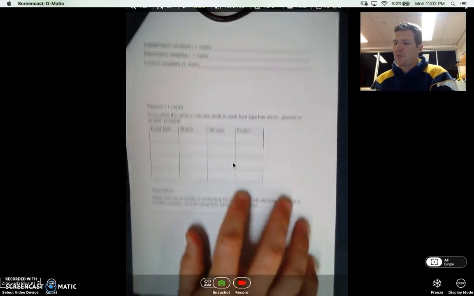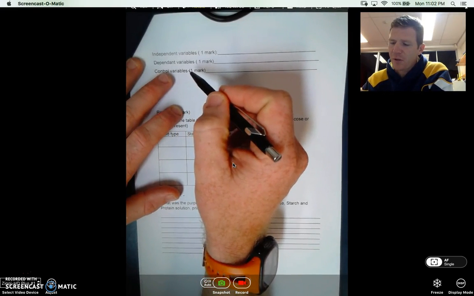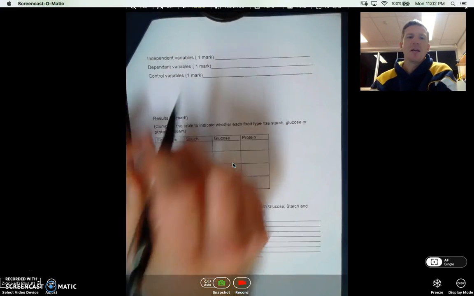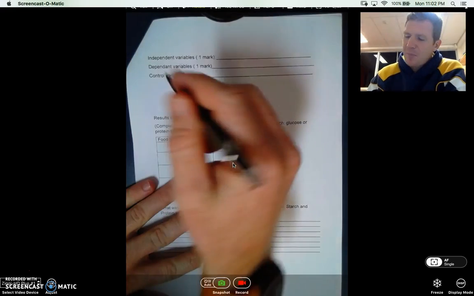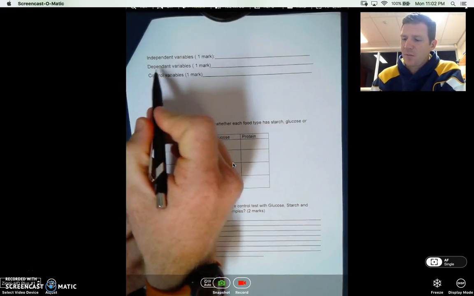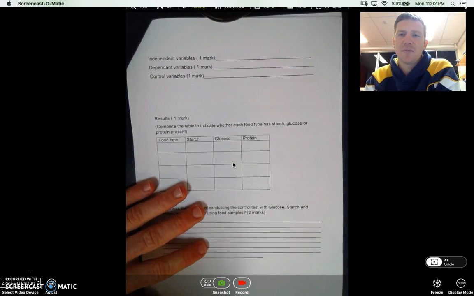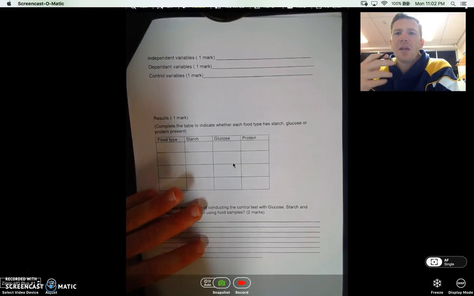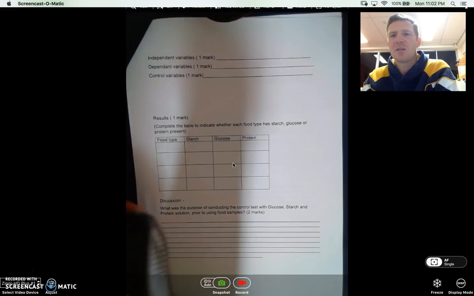As we go over, we have to do our independent, our dependent, and our controlled variables. So your independent variable. The way that I remember it, the dependent always depends on the independent one. Well, the word gives it away. So the independent variable is what you change. Think about in this experiment what you are changing. Is it the type of food? Is it the test?